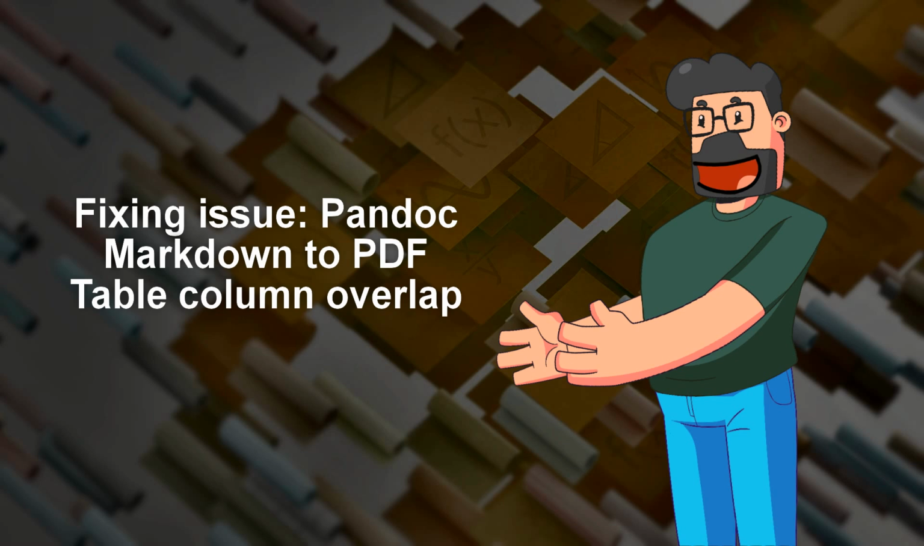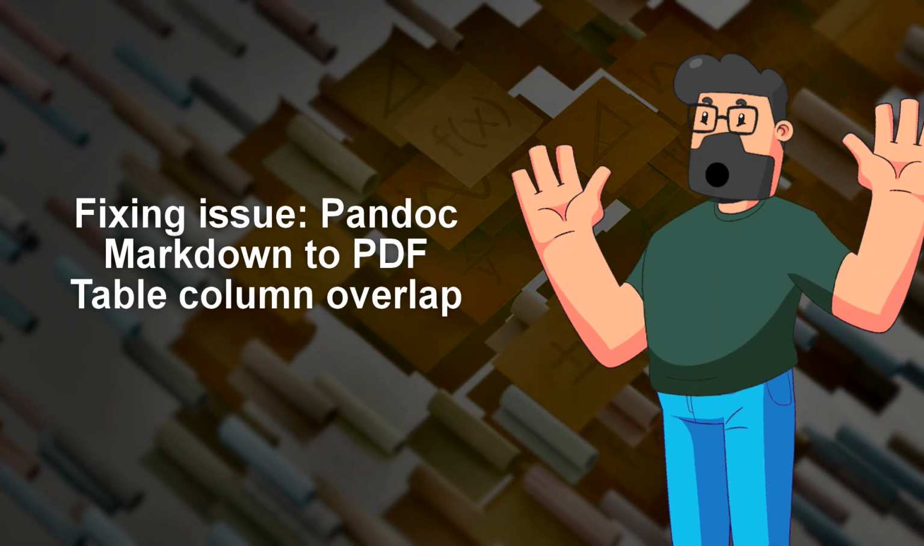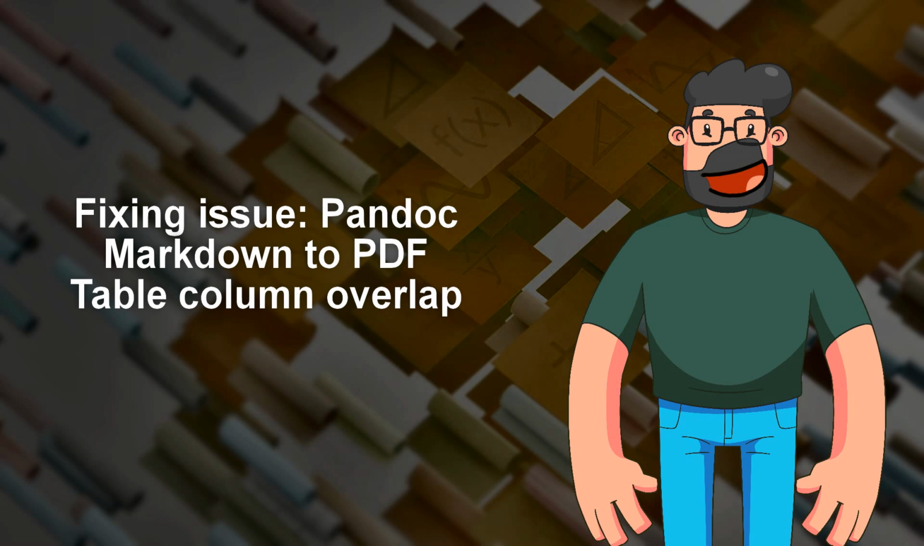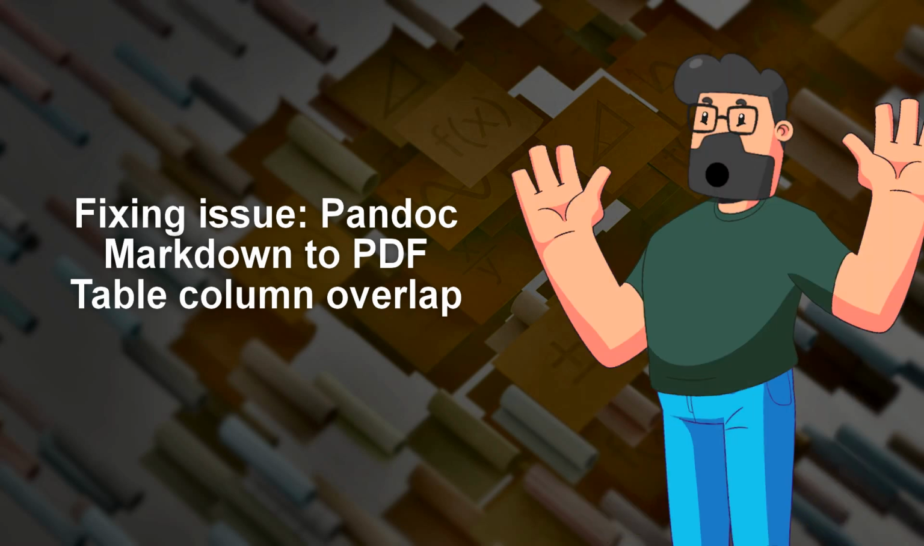The sticky situation at hand involves a Markdown file with text and tables that need to be converted to a PDF. However, there's a pesky table where the columns are overlapping, causing a bit of a headache. The aim is to resolve this issue and ensure that the columns display properly in the converted PDF document.